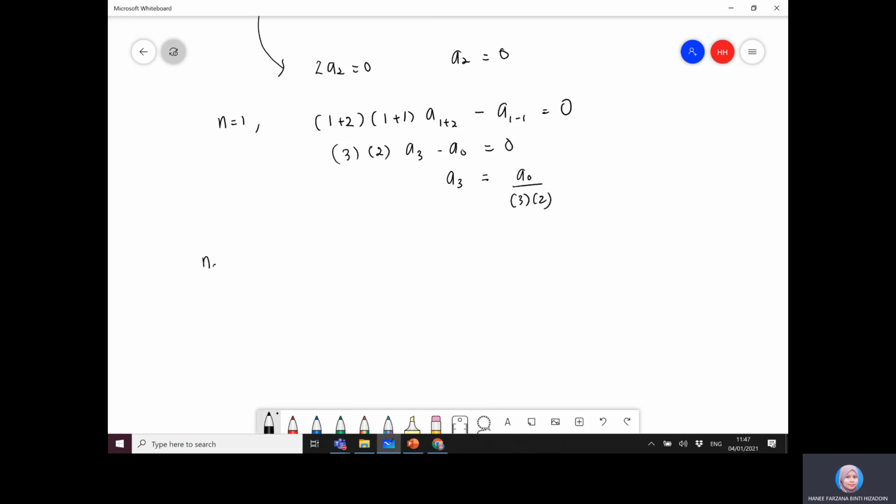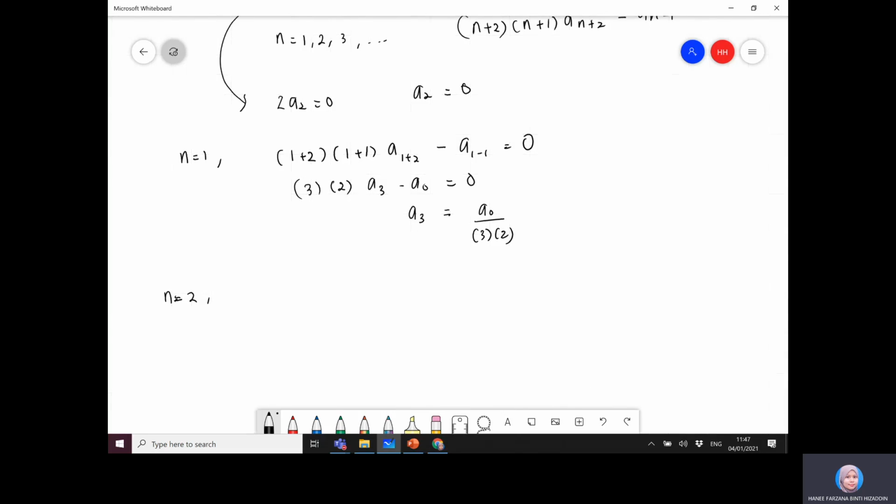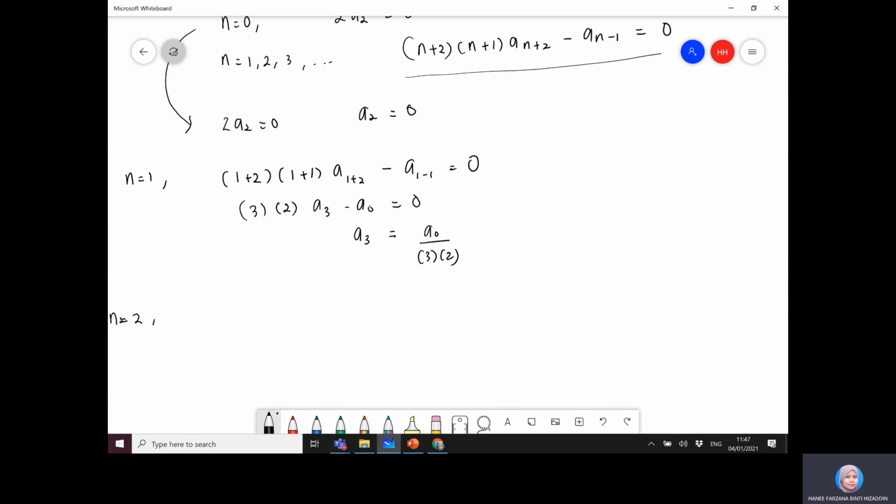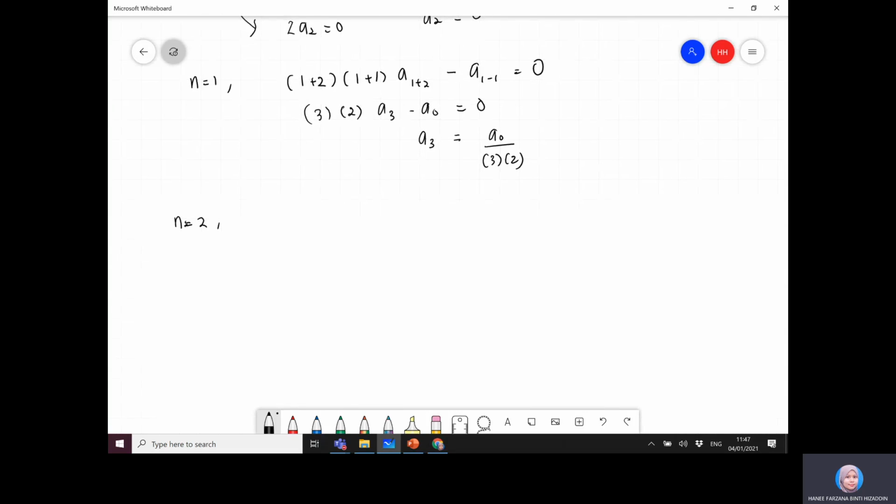Okay, now we do n equals 2. So when n equals 2, you plug into this equation for the coefficient. So you get 4 times 3, a4 equals a1. Or initially you get a4 times 4 times 3 minus a1 equals 0. So then you get a4 equals a1 over 4 times 3.